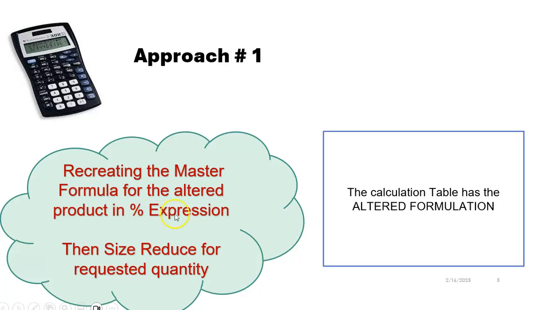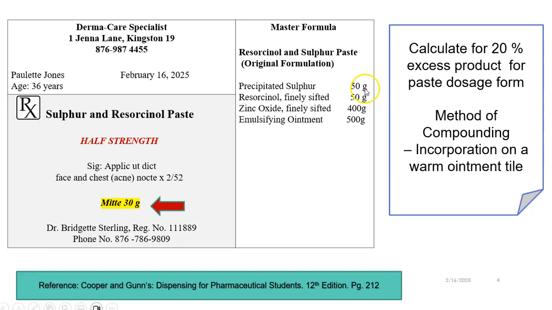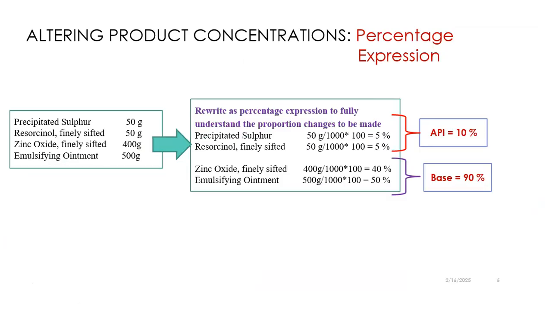In this approach, we are going to look at recreating the master formula, but looking at it from a percentage expression. So if you look back at the master formula, it is 50 grams, 50 grams, 400, and 500. But we can easily convert that into percentage, right? So 50 over 1,000, because the formulation adds up to 1,000, is 5%. And Resorcinol is 5%. Whereas the zinc oxide is 40% and the emulsifying ointment 50%. Some people may look at the formulation more relatable in percentage format, and hence I'm having this recording for that perspective.